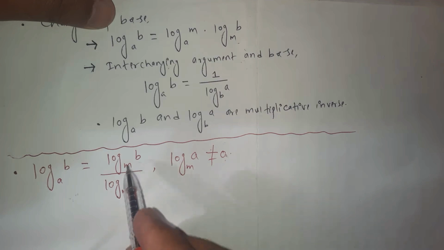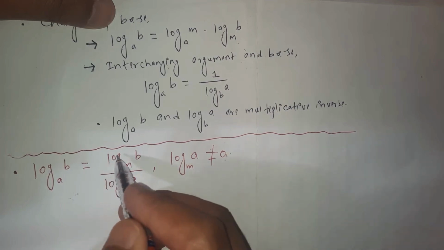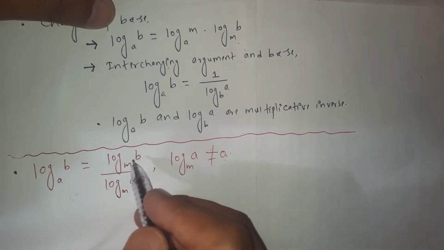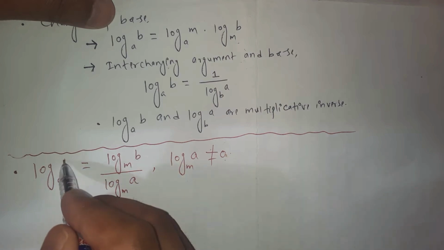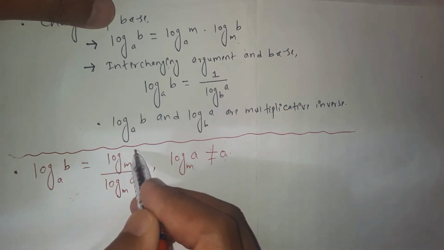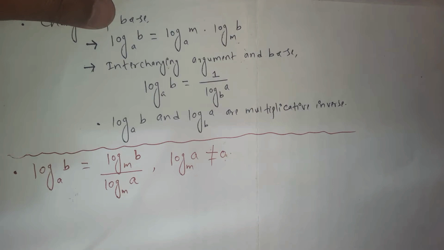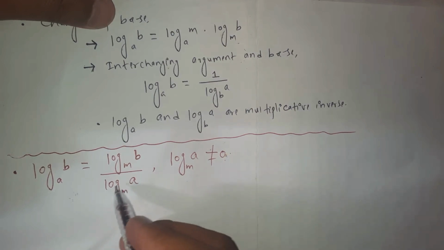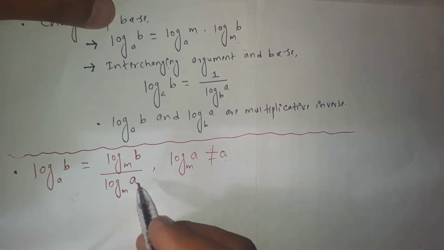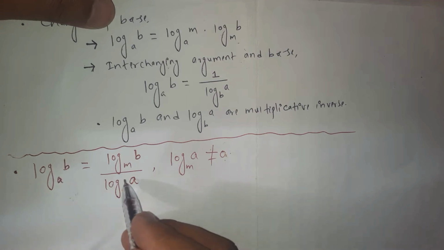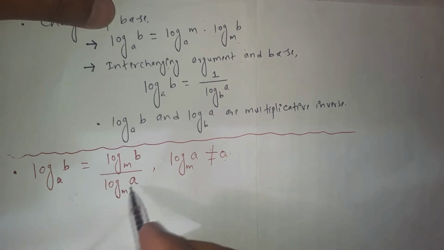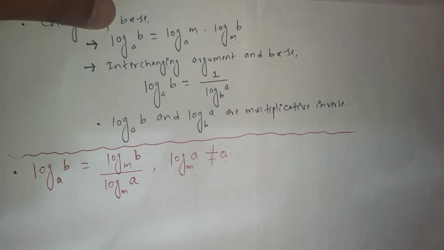log with base m, and the writing way is the new logarithm of the argument. Here the argument is b, so in the numerator we have the log of the argument, and in the denominator the log of the base. Here the base is a, so we have taken the log of the base. This is one very important property of the logarithm.